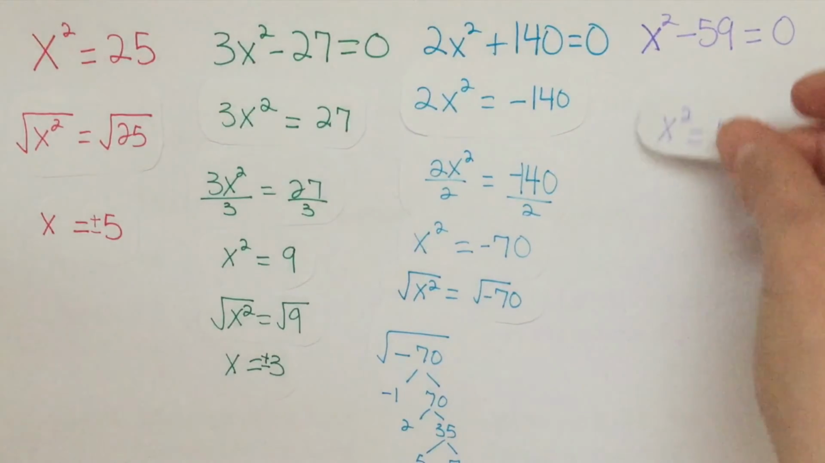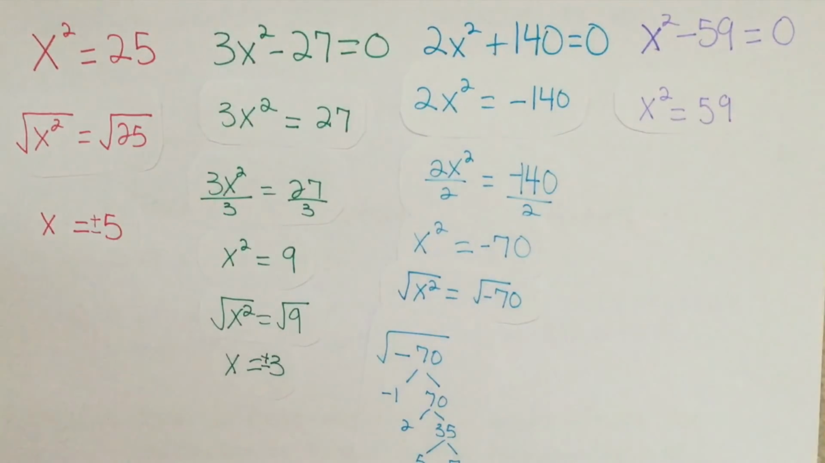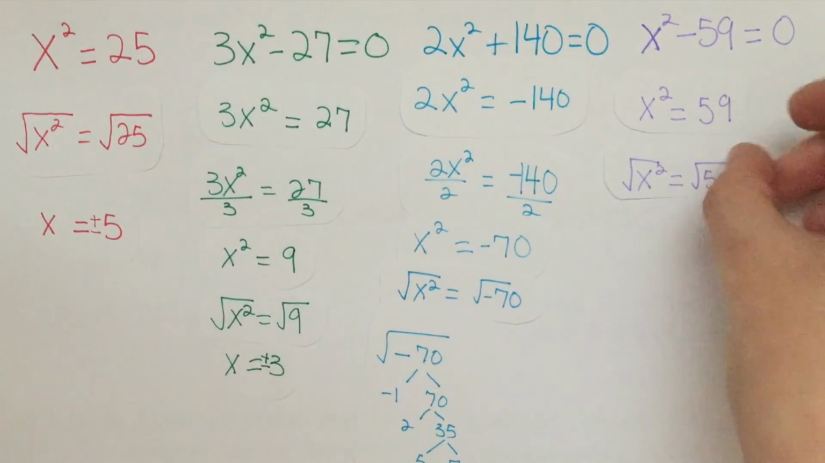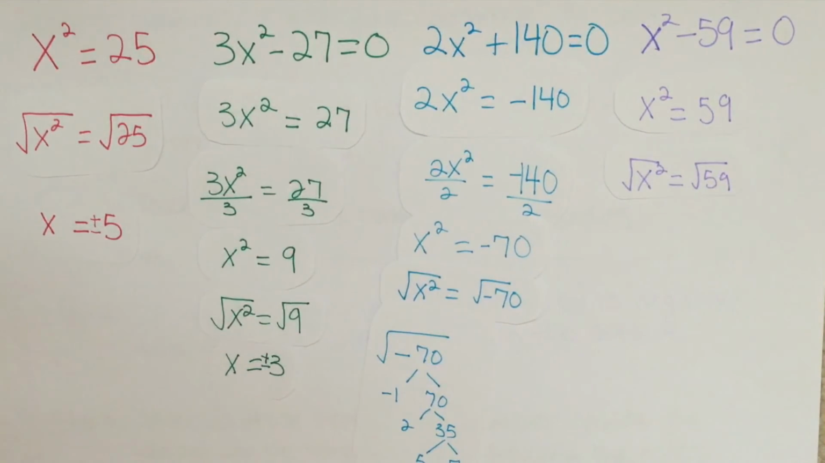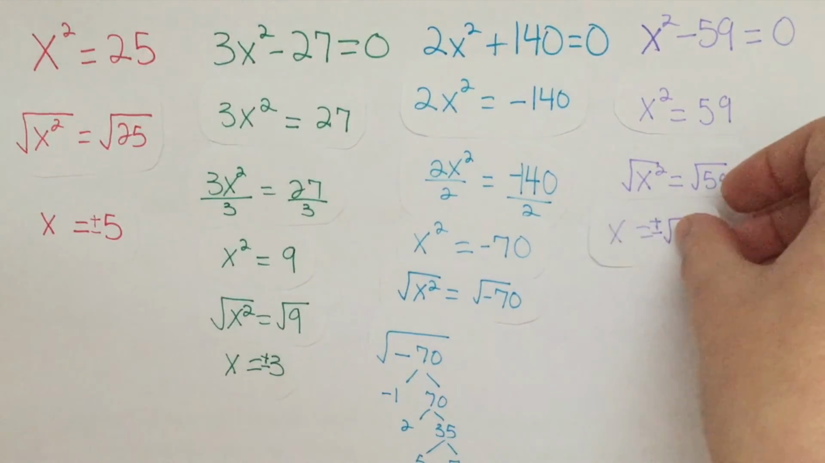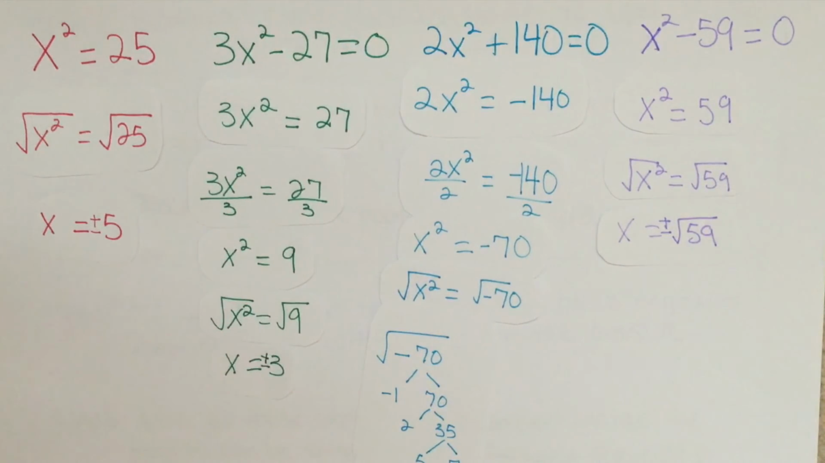For our last example, we have x squared minus 59 equals 0. You will add 59 to both sides, giving you x squared equals 59. Then you will take the square root of both sides. 59 is not a perfect square, so you will have to factor it. But to save you from some work, you can look at it and see that there are no factors of 59, meaning it is prime. So your answer will just be plus or minus the square root of 59.